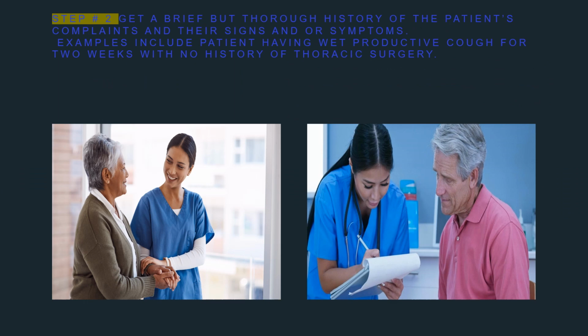The next step, which is step number 2, is for the radiographer to get a brief but thorough history of the patient's complaints and their signs and or symptoms. It's important for us to help the radiologist understand where the patient's pain might be or how long they've been suffering for a specific sign and or symptom. An example might include having a wet productive cough for 2 weeks with no history of thoracic surgery.